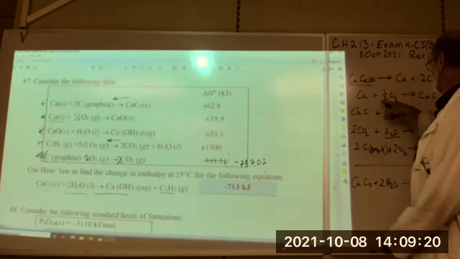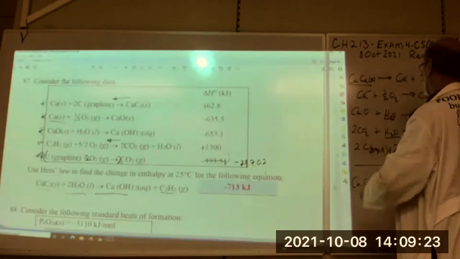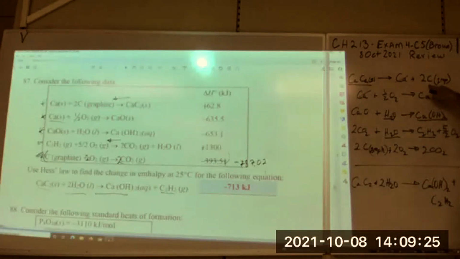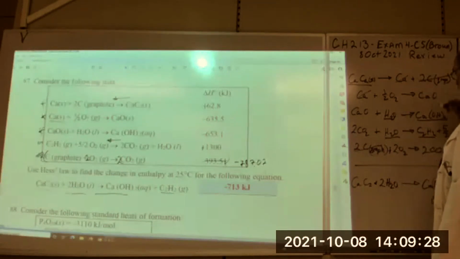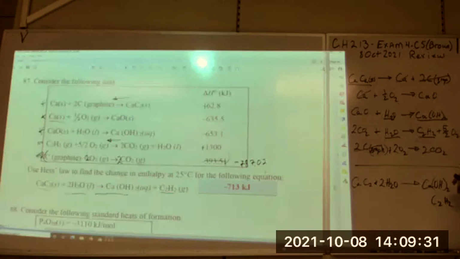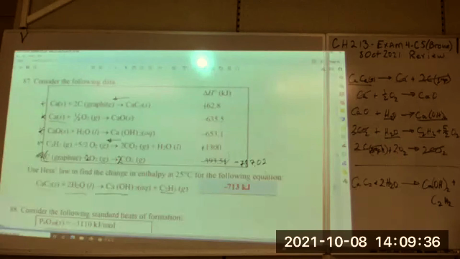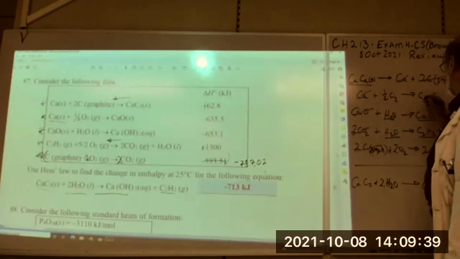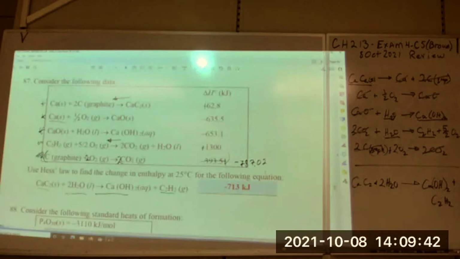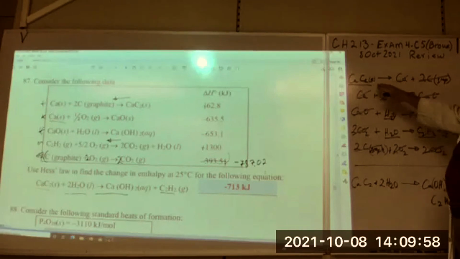Calcium. Calcium. That one cancels. That one cancels. Graphite. Two of those, two of those. Carbon dioxide, two of those, cancel. Let's see, calcium oxide, 1, 1. Okay. Oxygen, 2 plus a half, 2.5. Is that 2.5? Yep. That one and that one cancel. Let's see, do we have any leftovers?